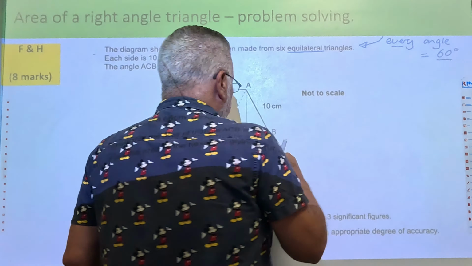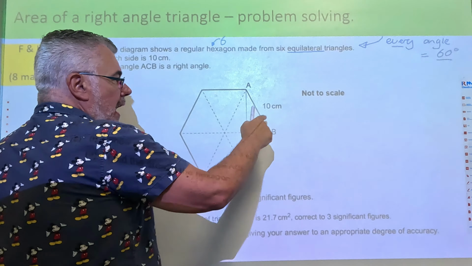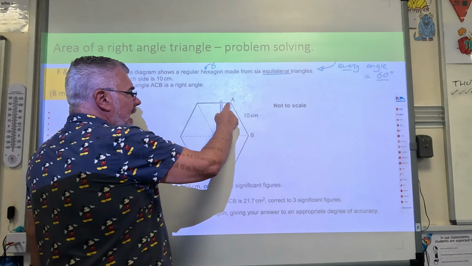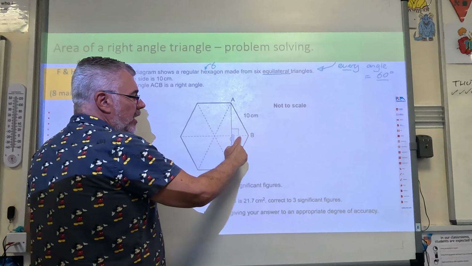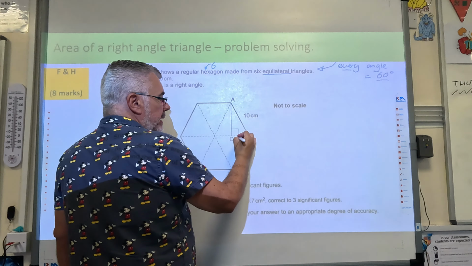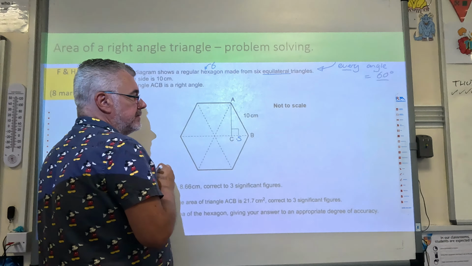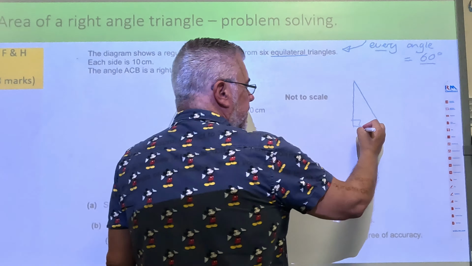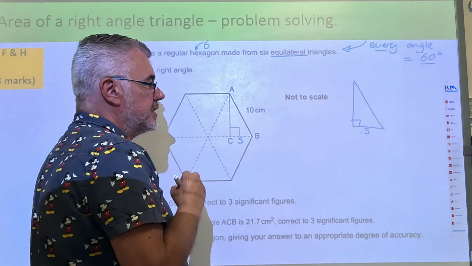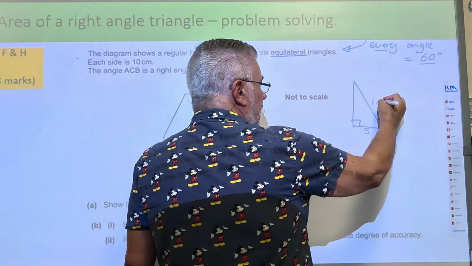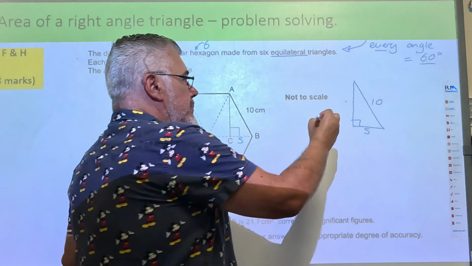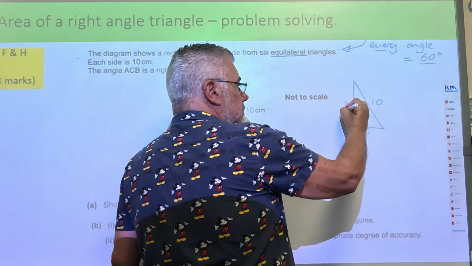Because this is an equilateral triangle, I know if that's 10, that's 10, and that's 10. This line splits this triangle in half. So what must this length be? This length has to be 5. So I've got a triangle with length 5 as one of the shorter sides and 10 as the hypotenuse. They want me to show that AC equals 8.66.